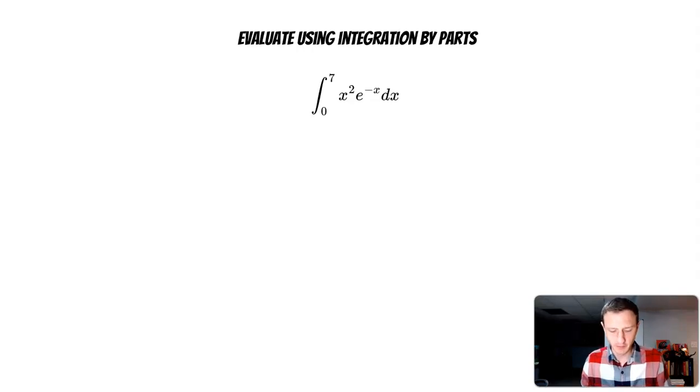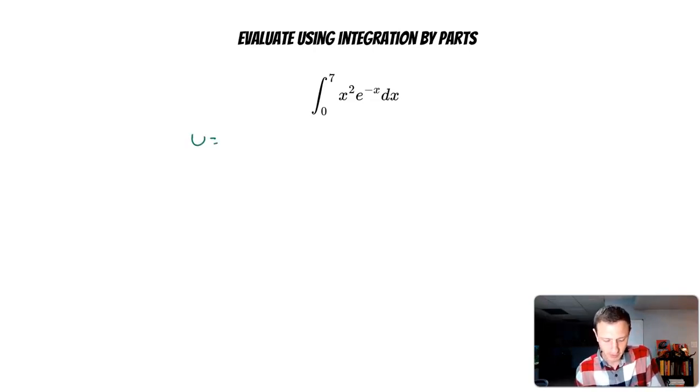In today's video, I'm going to look at this integral from 0 to 7 of x squared e to the negative x dx. We're going to have to use integration by parts, spoiler alert. Without this prompt of integration by parts, here's what you would probably think. You're probably thinking substitution in some way.